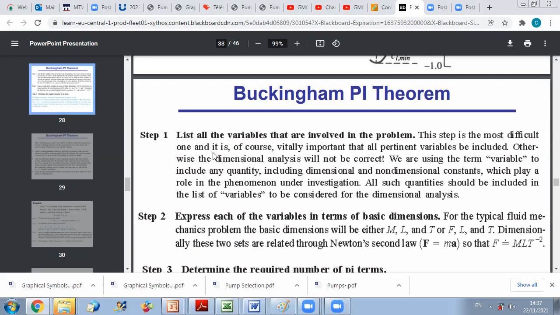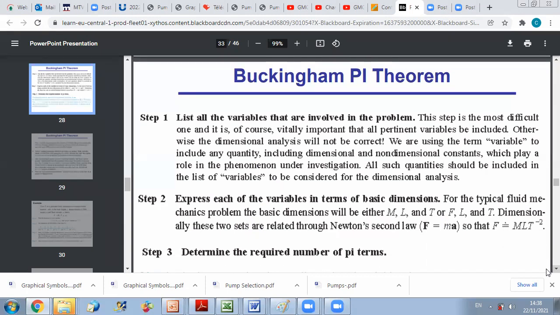So this step is the most difficult one, and it is of course very important that all pertinent variables should be included. Otherwise, the dimensional analysis will not be correct because it will be missing important values. We are using the term variable to include any quantity, including dimensional and non-dimensional constants, which play a role in the phenomenon under investigation. All such quantities should be included in the list of variables to be considered for the dimensional analysis. So this is the first step.